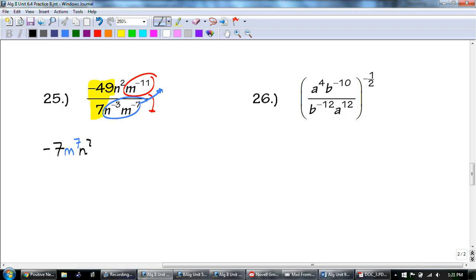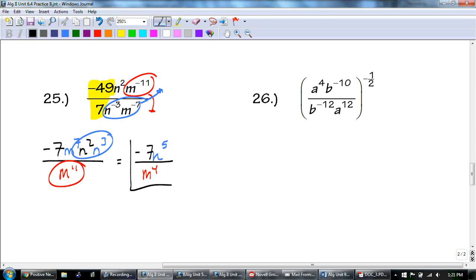I had the n squared, and then we also moved the n cubed. On the bottom is m to the 11th. So as I start to clean this up, I realize the m's went on the bottom, and they win by 4. And on the top, I combine the exponents to get n to the 5th.